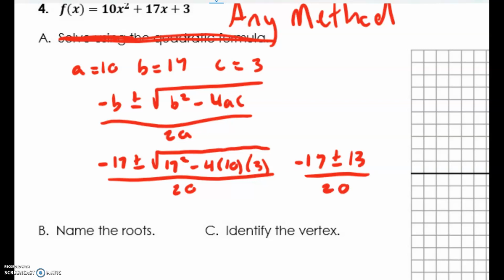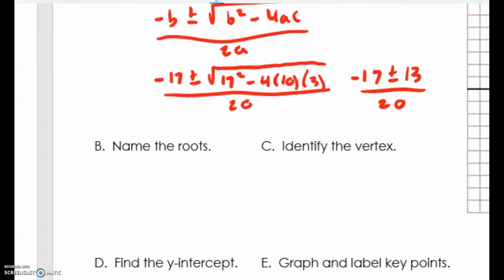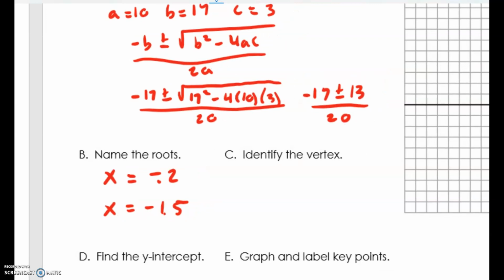Negative 17 plus 13 is negative 4. Negative 4 divided by 20 is negative 0.2. So one of my roots is equal to negative 0.2. Negative 17 minus 13 is negative 30. Negative 30 divided by 20 is negative 1.5. Negative 1.5.